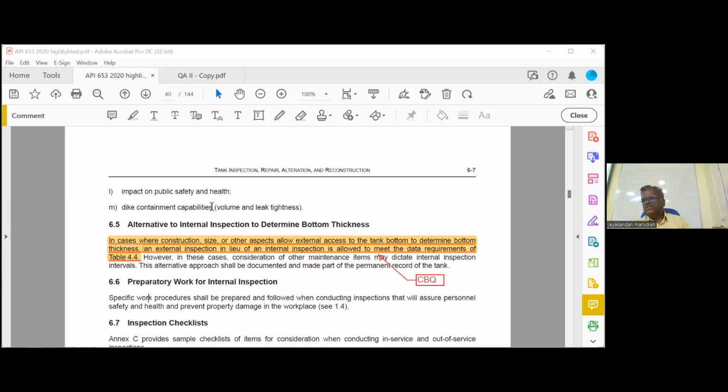Alternative to internal inspection. Suppose you have access to the bottom side, you can go below the bottom. Suppose the tank is lifted, then we can do inspection from the outside. In cases where construction and other aspects allow external access to the tank bottom, determine the bottom thickness. External inspection in lieu of internal inspection is allowed to meet the data requirement. That is important. You can do external inspection instead of internal inspection.